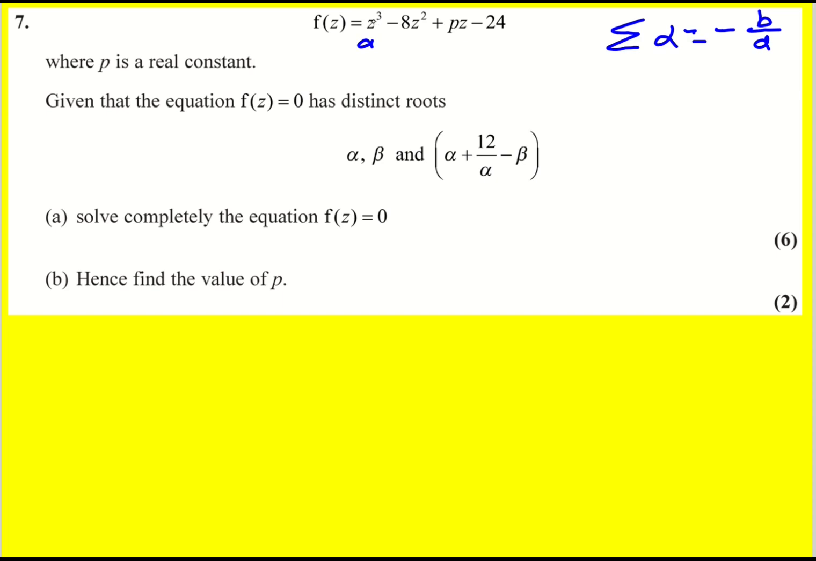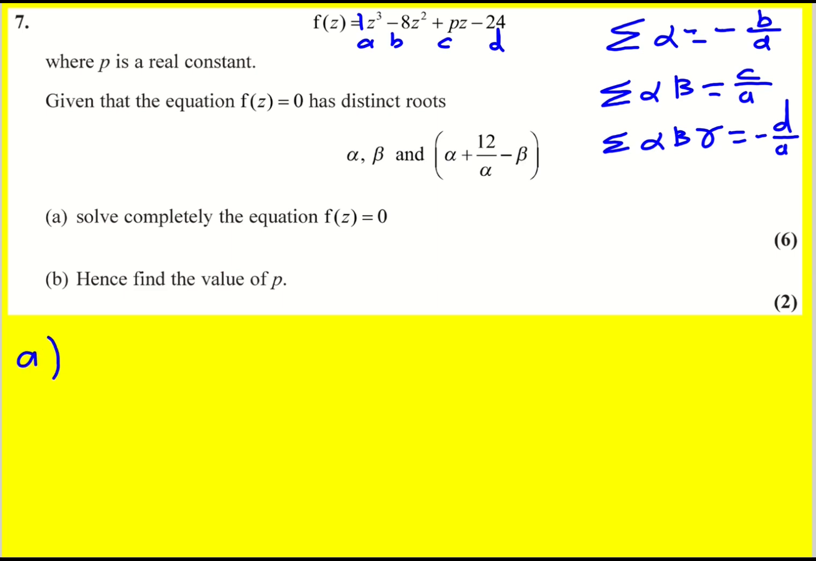where we have a as just equal to 1, then b is minus 8, c is p, and d is going to be minus 24. So I'll come back to that in a minute. Let's just write the others down. The sum of the pairs is c over a, and the sum of the triples is minus d over a. Those are ones to just learn, the general truths of quartics and quadratics as well.